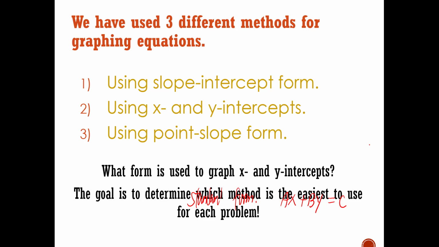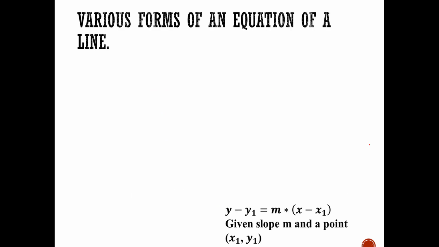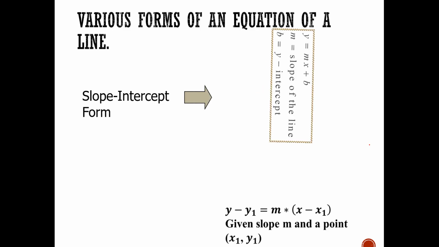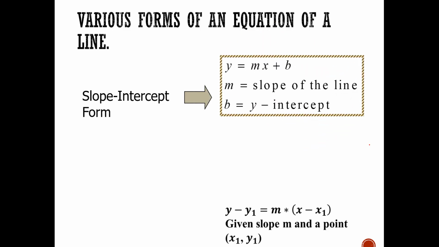And then also we've got to be flexible in terms of determining which method is the best for each different scenario. I'm going to get into each one of these in detail. So slope-intercept form first. y equals mx plus b. You see m is the slope, and b is the y-intercept. Those two are the most important elements in slope-intercept form.